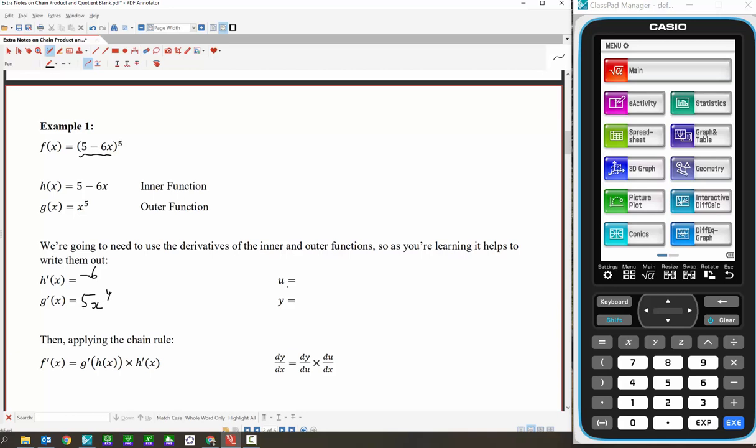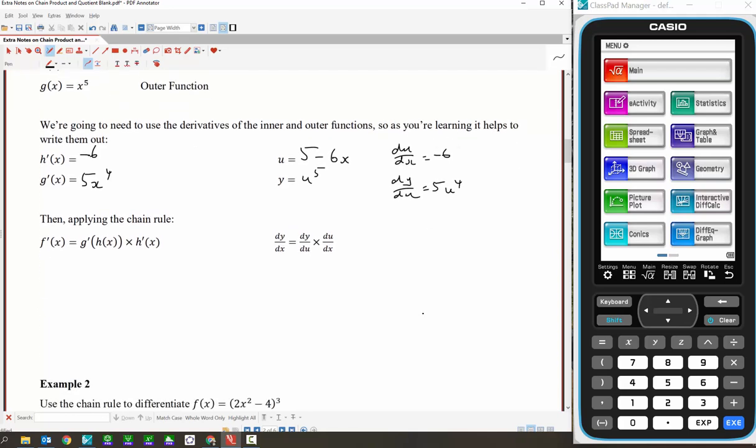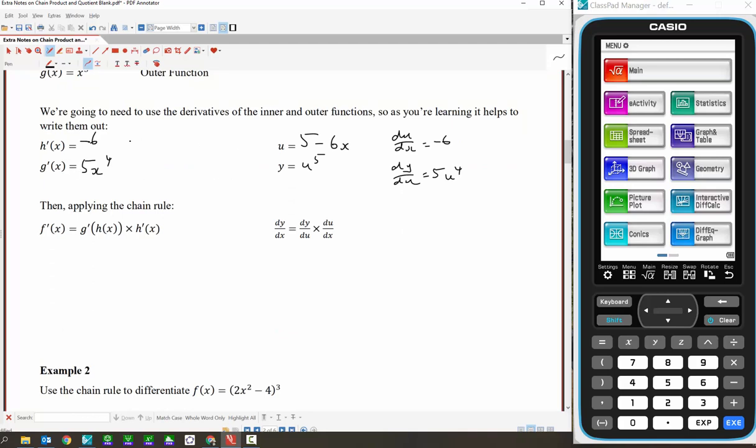Now we can also do this using Leibniz's notation by doing what we call a u substitution. So u is the inner function, which is 5 take away 6x, and the outer function then, y or f of x equals u, which is this thing here, being raised to the power of 5. So y equals u to the 5. Now we can get a derivative of both of them, so du dx is negative 6, and dy du is equal to 5u to the 4. Right, so let's use both of these to get our derivatives.